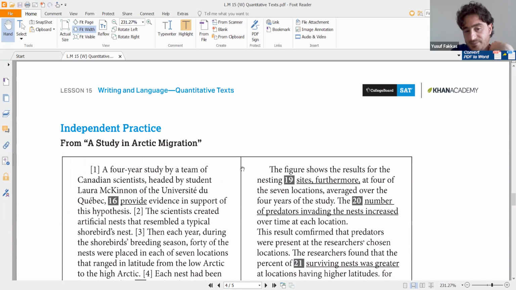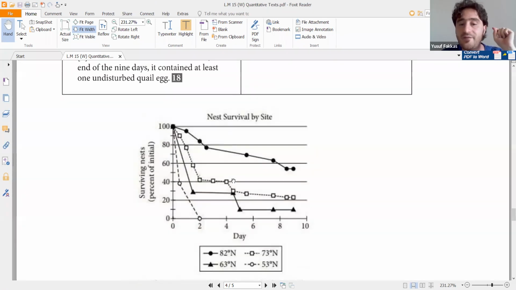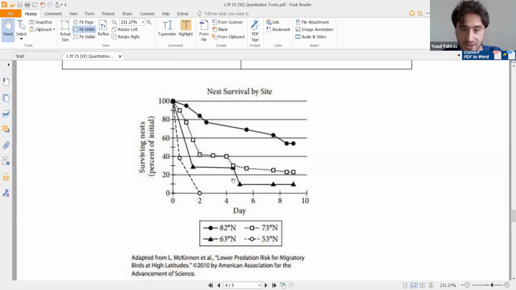What is it, Tasneem? You said which two choices have the same meaning? A and C. But isn't it that when the number of predators increases, what do you expect to happen to the nests? More survival. I mean less survival. Yeah, right? But again, I need something that the figure is telling me. And the figure doesn't have anything about the number of predators.